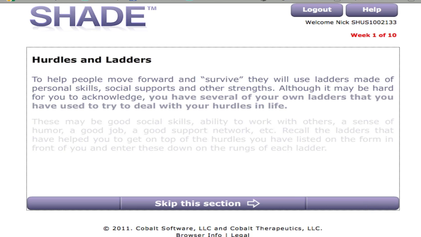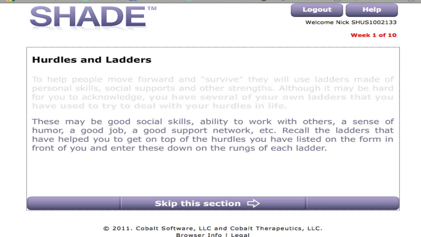To help people move forward and survive, they use ladders made of personal skills, social supports, and other strengths. Although it may be hard for you to acknowledge, you have several of your own ladders that you've used to try to deal with the hurdles in your own life. These may be good social skills, like the ability to work with others, a sense of humor, a good job, a good support network, etc.